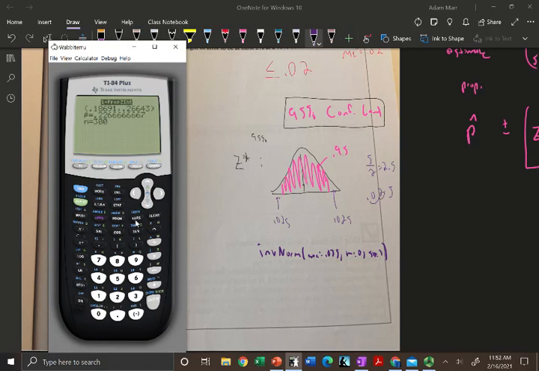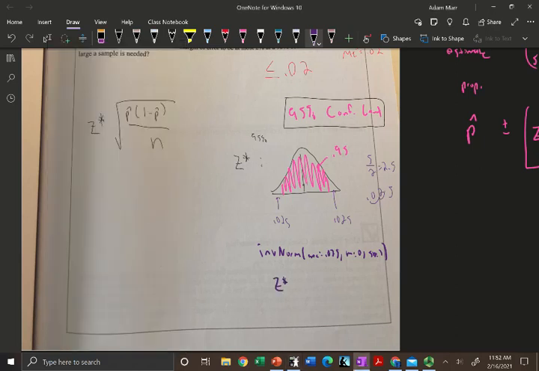So here we go. Second distribution, inverse normal. There we go. So 0.025. And then right here, paste. We got it. All right. And that gives us right there negative 1.96. So that means our z star value is just going to be 1.96. So what that's saying right there is that if you have a 95% confidence interval, the z star value would be 1.96.